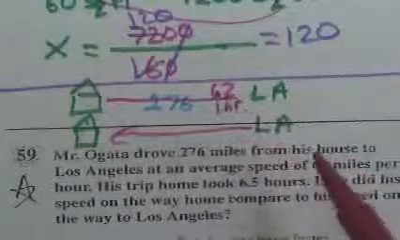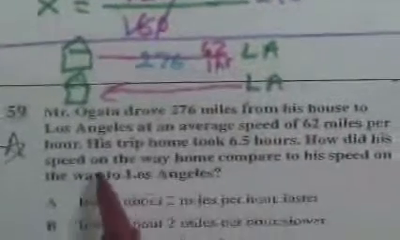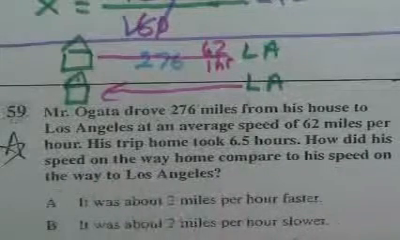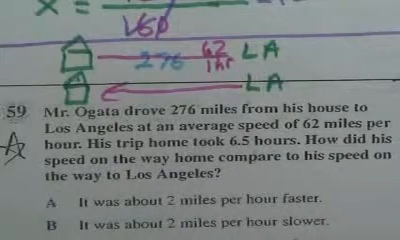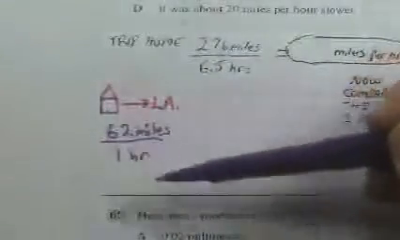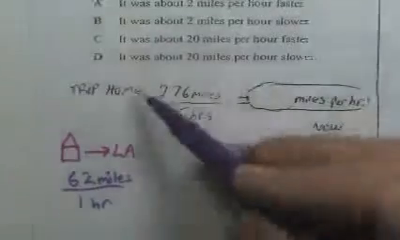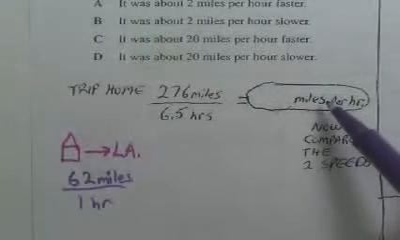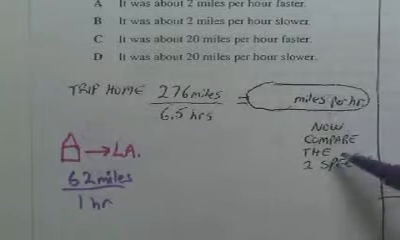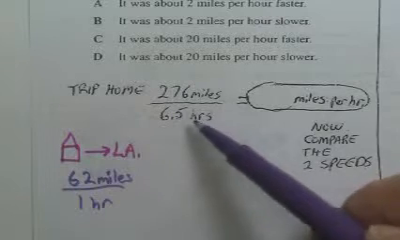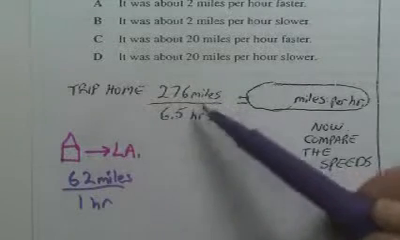Question is, how did his speed on the way home compare to his speed on the way to Los Angeles? Was it faster or was it slower? And by how much? That's the question. So from his house to LA, he went 62 miles per hour. Now on the way home, we have to figure out how many miles per hour he drove. And then we compare the two speeds. Well, let's see, on the way home, that's 276 miles, and it took him 6.5 hours. So we have to divide.